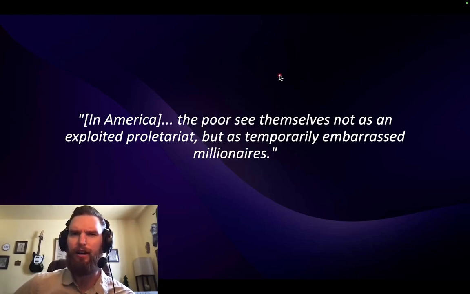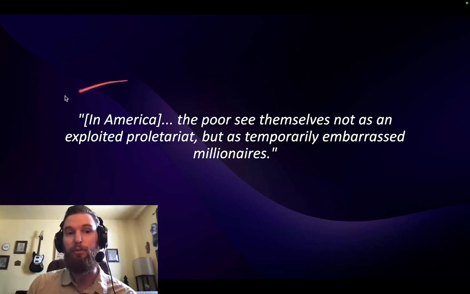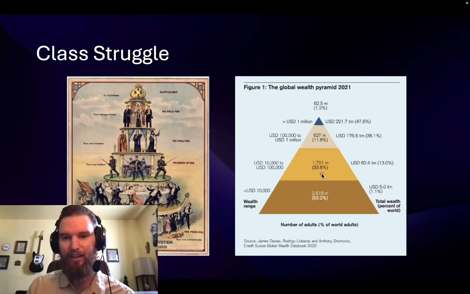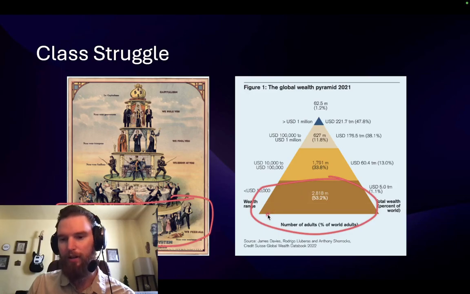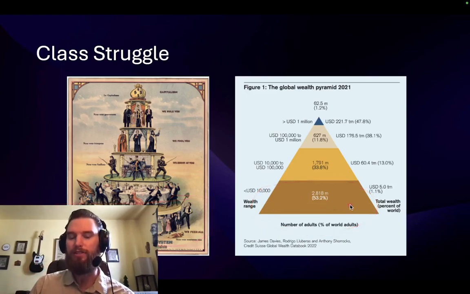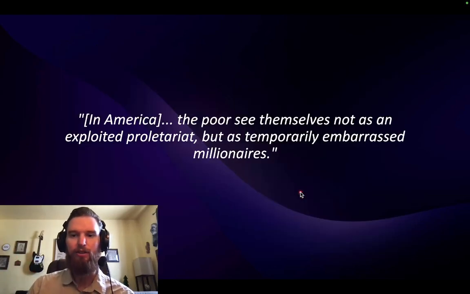I can't remember if it was Slaughterhouse-Five, but he says in it that in America, the poor see themselves not as exploited proletariat, but as temporarily embarrassed millionaires, right? And this triangle at the top is actually people who have the value of over $1 million. And so, again, you would think, okay, well, if half the world is at the bottom of this pyramid, wouldn't there be some sort of resistance to try and change that? But ideologically, there is a lot that stops people from that resistance.